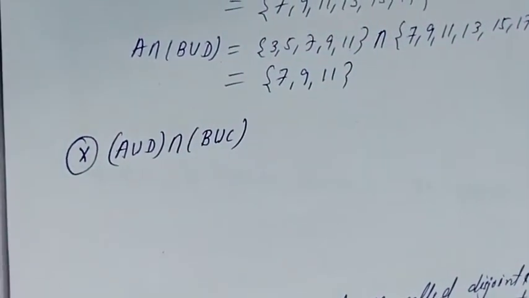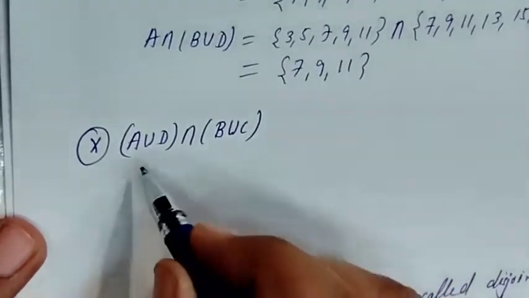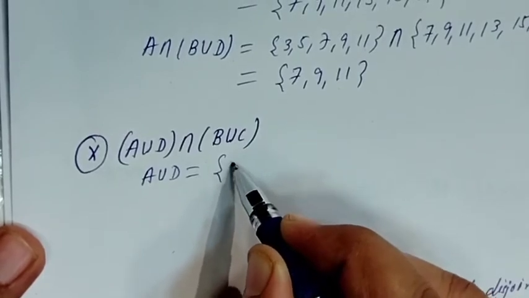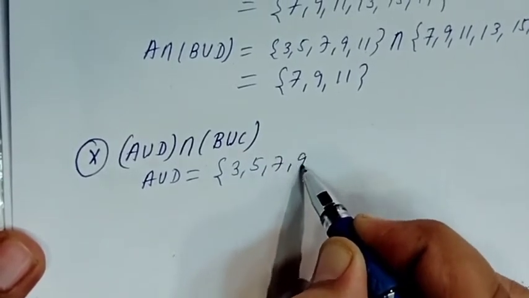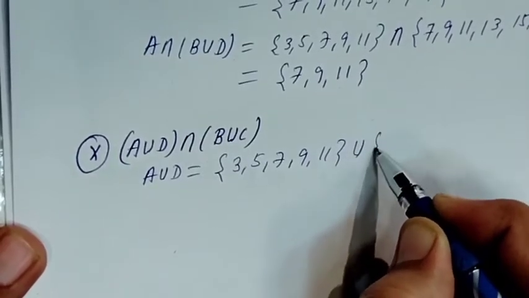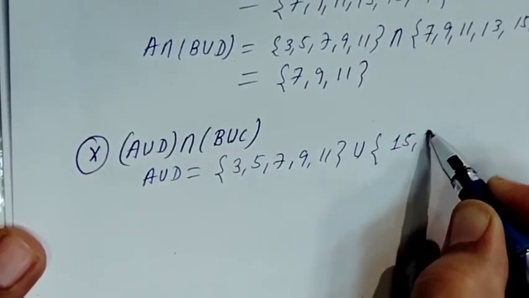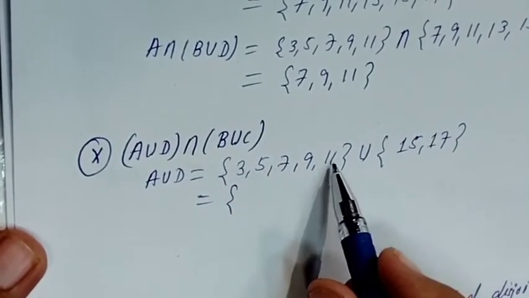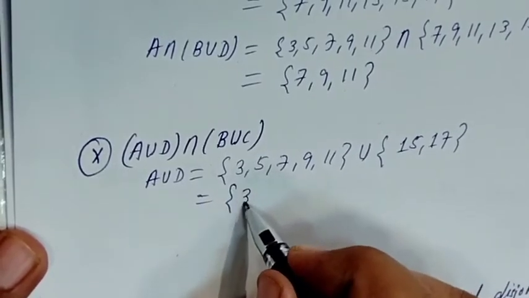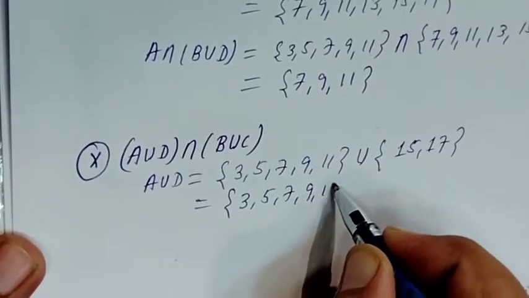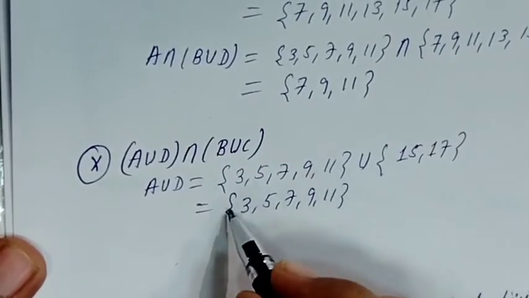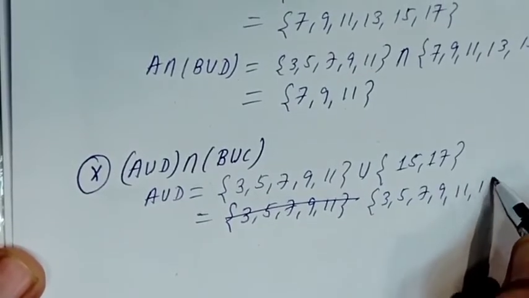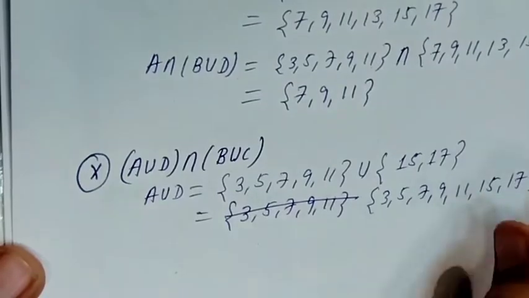The 10th part of this question is we have to find (A union D) intersection (B union C). First of all, I am finding A union D. What is A union D? A is 3, 5, 7, 9, 11. Union D is 15, 17. Union means mix, combine them. Elements that are in A and in D, you can take. So 3, 5, 7, 9, 11, 15 and 17. By combining both, this result came.